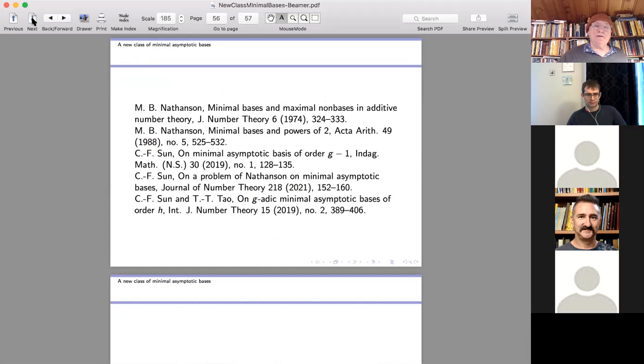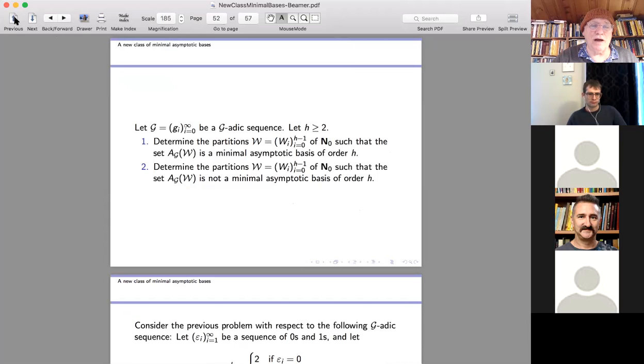Anyway, that's what I wanted to say. The problem I would really be happy for people to think about is this. You take a geodetic sequence, what partitions of the integers lead to a minimal asymptotic basis and which don't. And even in the simplest case, where we're just looking at binary representations, the g_i are just the powers of 2, this is completely unknown.